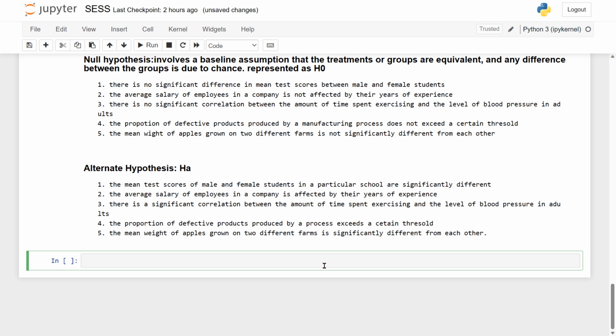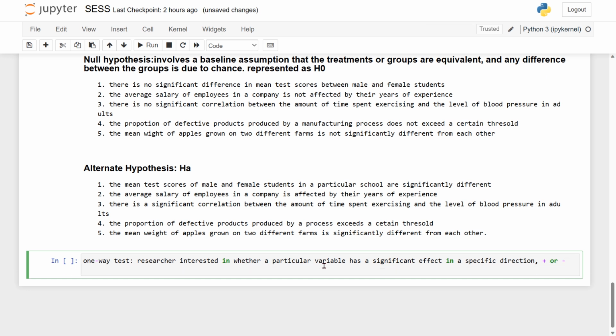So next one we have is a one-way test. A one-way test is nothing but a researcher interested in whether a particular variable has a significant effect in a specific direction. It could be either positive or negative. So let's take one example.